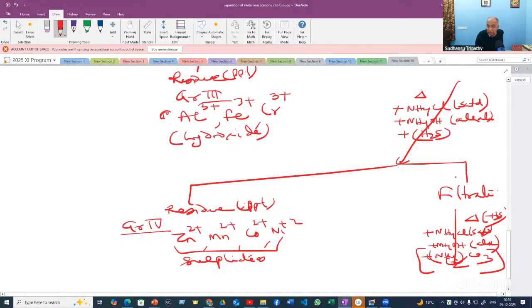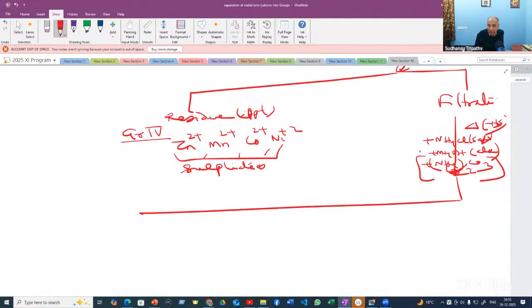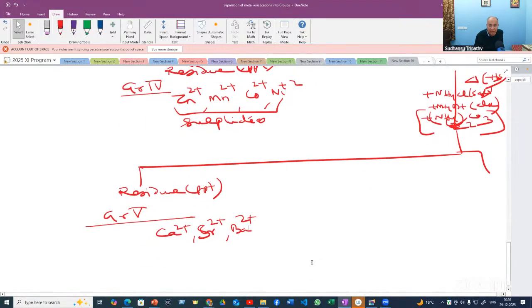This is the real group reagent, ammonium carbonate. Then the residue, which is called the precipitate, will contain group 5. That contains calcium, strontium, and barium. These three are precipitated as their carbonates.